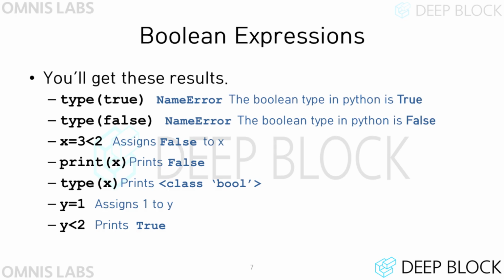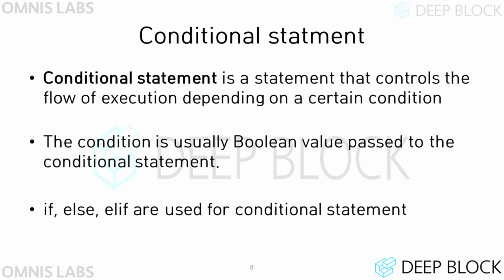The code y = 1 means storing 1 in the variable y. Therefore, if you write the expression y < 2, it becomes 1 < 2. So the value True appears on the shell.